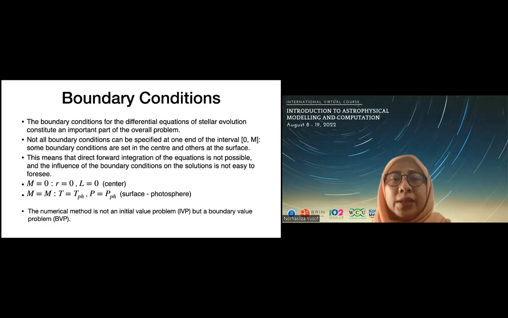So what does it mean? It means that the numerical method to calculate the stellar evolution is not an initial value problem. What is an initial value problem? It is where we only set one initial value, and then we can solve the integration directly. But in this case, since we have to set two boundaries, it becomes a boundary value problem. We set one point at the center and another point at the surface. This is what we call a BVP, boundary value problem.